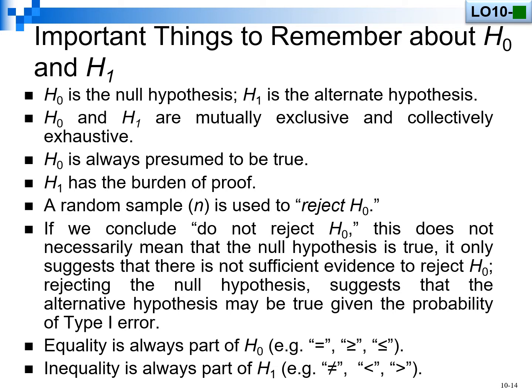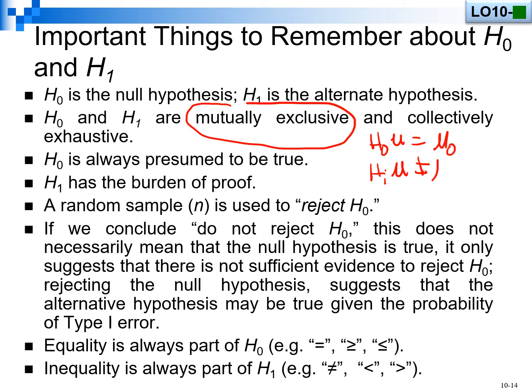The big ones is that H0 and H1 are mutually exclusive, which means that if you look at the basic way these things are set up, notice you say either equal to or not equal to, okay? It's either going to be greater than or equal to or less than. It'll either be less than or equal to or greater than. So it's always mutually exclusive.